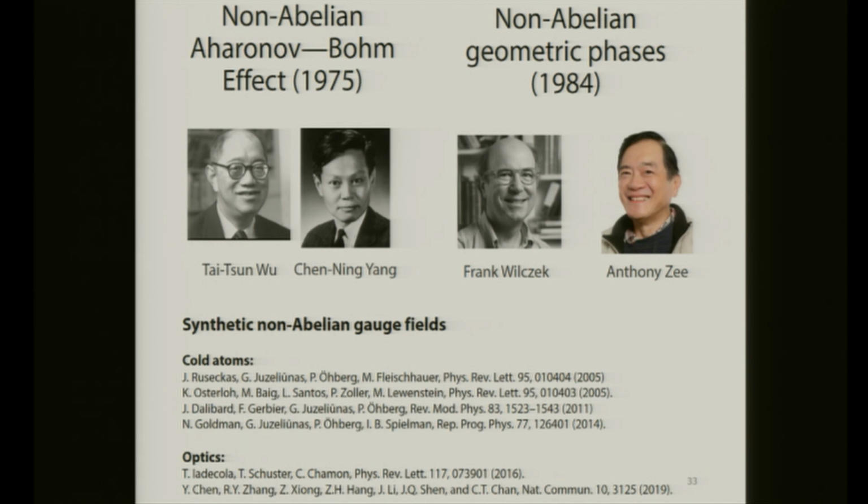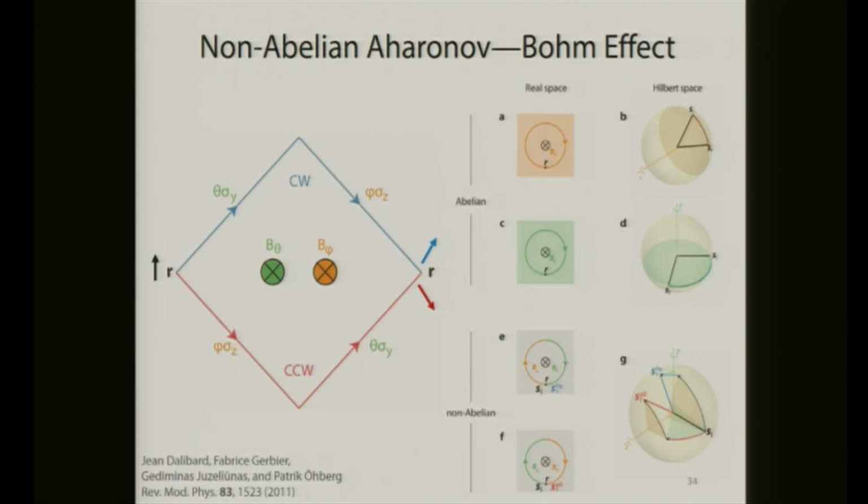And our goal here is to observe the non-Abelian AB effect with optical waves. So let me explain what this non-Abelian AB effect is. If you think about two points in space, you can have two paths forming a closed loop. And you can decorate these two paths with gauge potentials that are no longer commutative. For example, you can use Pauli matrices in the SU(2) gauge fields.